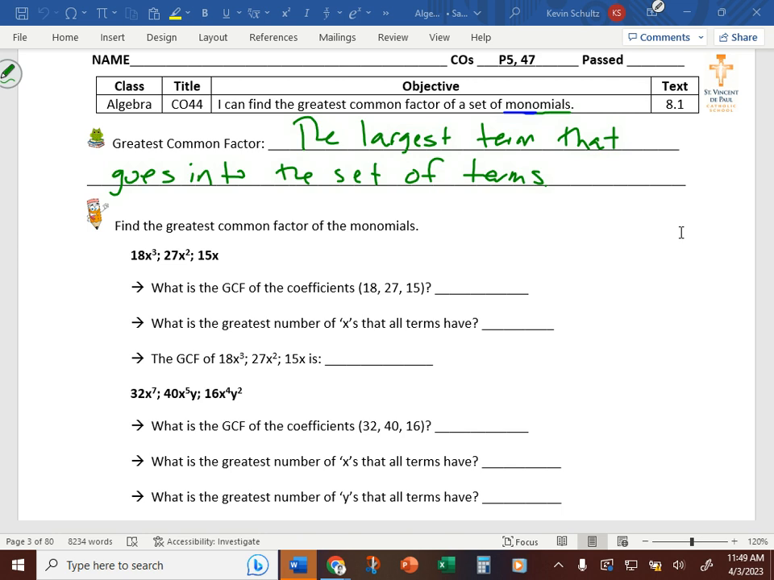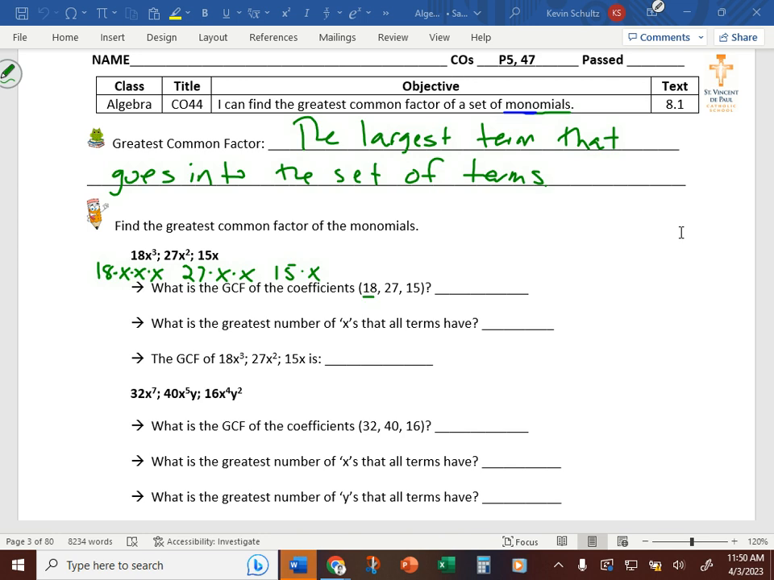So looking at the three terms here, 18x cubed, 27x squared, and 15x, I'm going to write these out in expanded form just to remind ourselves what a power means. 18x cubed is 18 times x times x times x, 27x squared is 27 times x times x, and then 15x is just 15x. And we're looking for the greatest term that goes into all of them.